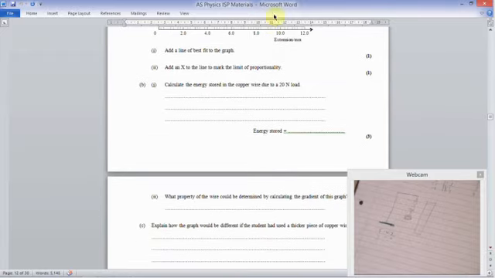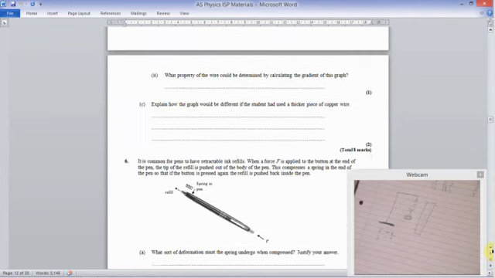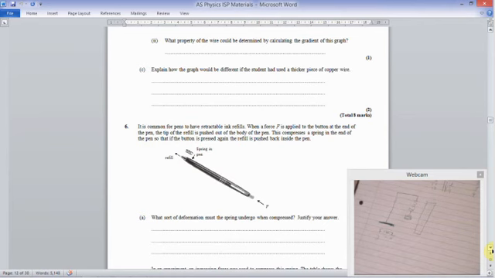And remember the extension's in millimeters, so you've got to convert that into meters for the calculation. The property of the wire can be determined by calculating the gradient of this graph, so remember that's the stiffness. Explain how the graph would be different if they'd used a thicker piece of wire. If there's a thicker piece of wire, you've got a larger cross-sectional area, therefore it's like having 2 springs. If you had 2 springs, it's even stiffer. So it'll be harder to extend, therefore the gradient will be larger.